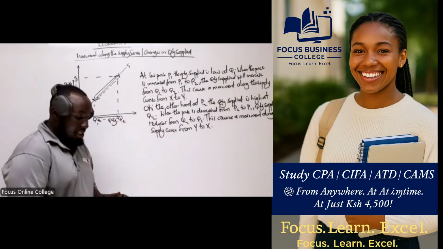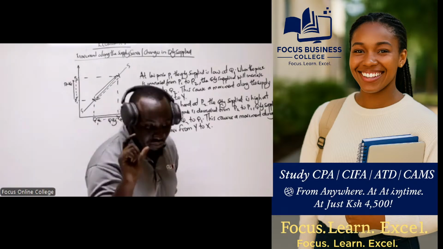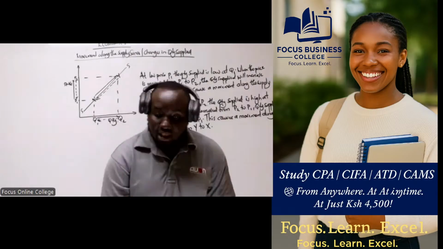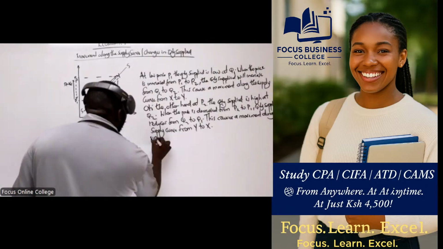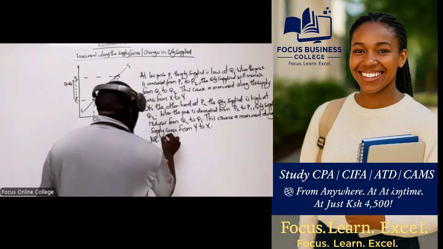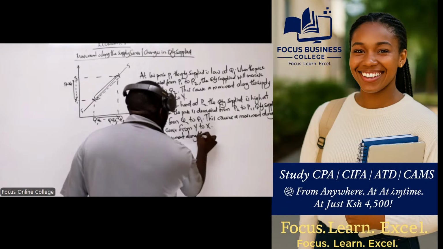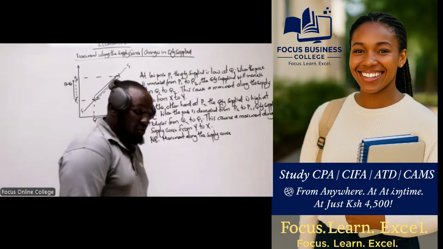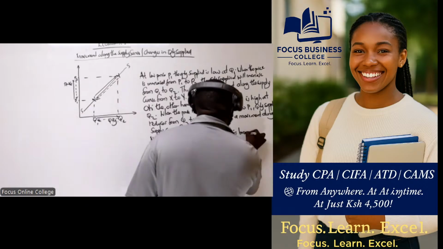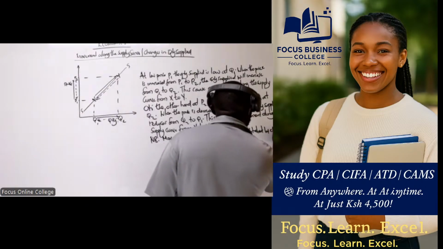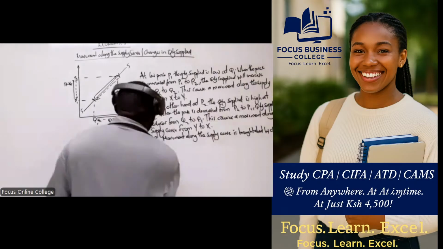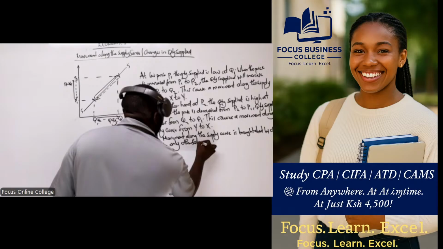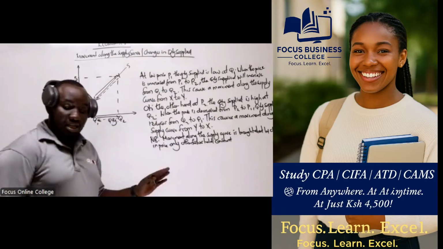But at the back of our mind, I did give you something: whenever we talk about movement or changes in quantity supplied, it is basically caused by changes in price only. Other factors are held constant. So I put an NB: movement along the supply curve is brought about by changes in price only, other factors held constant.